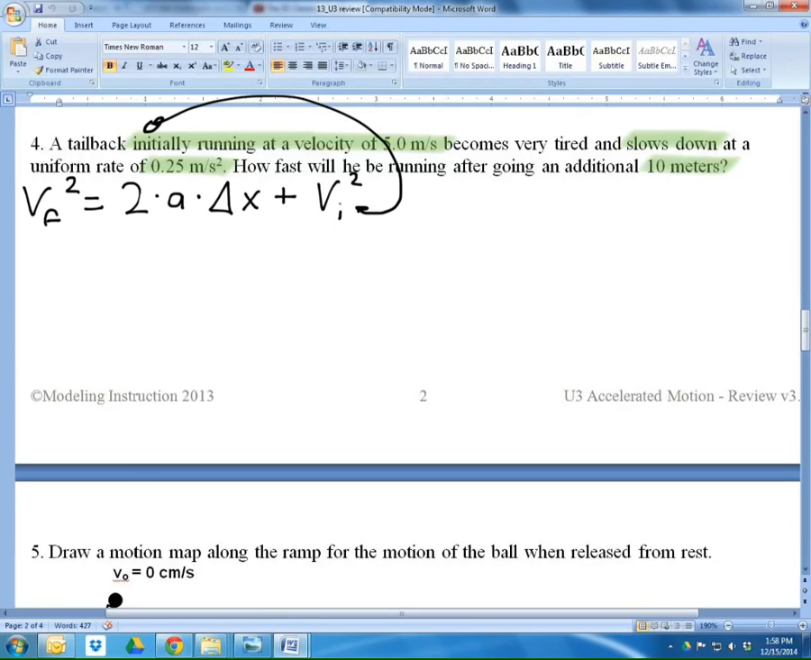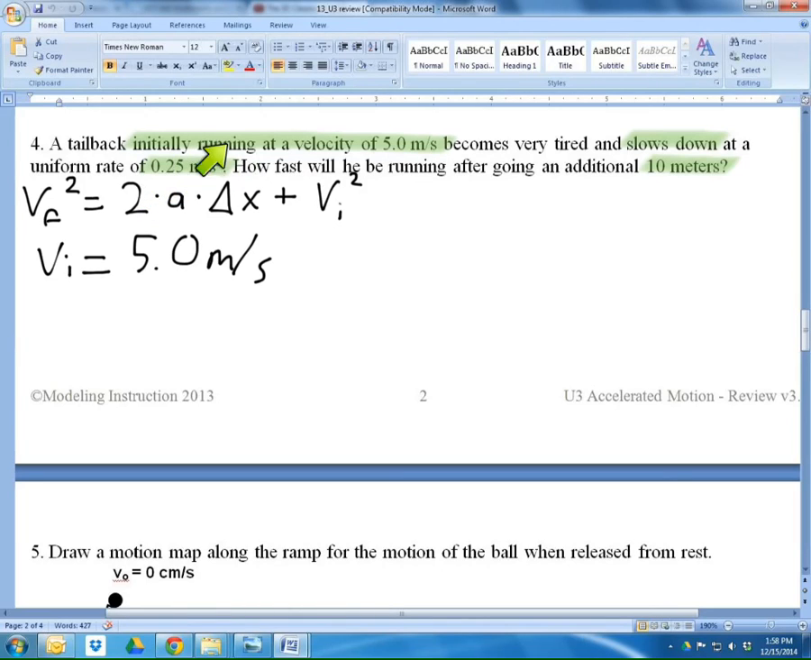So what I'm going to start doing is I'm going to actually start writing down the important things that I have. A good way of saying it is, what do I have and what do I need? So I know I have an initial velocity. Okay? So I'm going to write that down. I have a VI of 5.0 meters per second. Okay? Then if I continue, it says slows down at a rate of 0.25 meters per second squared.